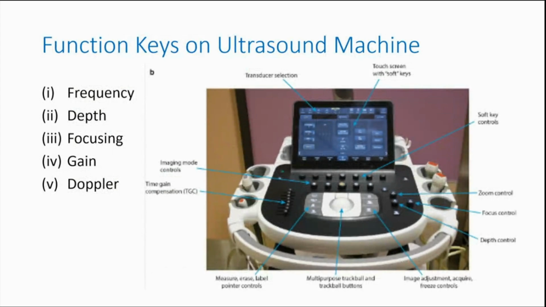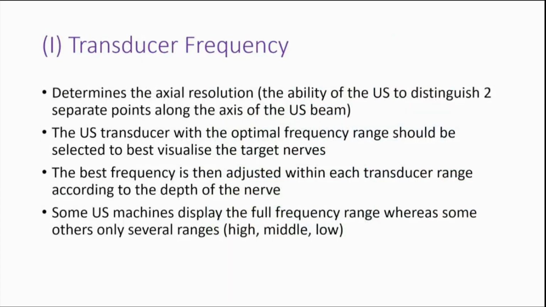So there are some basic function keys on the ultrasound machine that will help us to optimize an ultrasound image. This will include the transducer frequency, the depth, focus, gain, and Doppler. Going into detail for each, first we discuss transducer frequency. Probe selection is also an important determinant in helping us to capture as well as optimize an ultrasound image. There are a few factors to consider when we choose a transducer probe. This includes resolution, penetration, as well as the size of the transducer footprint.